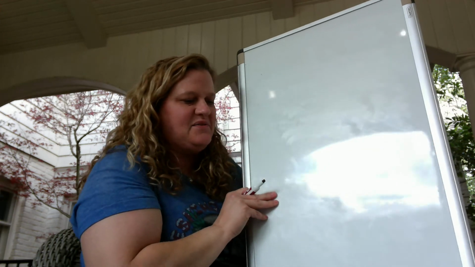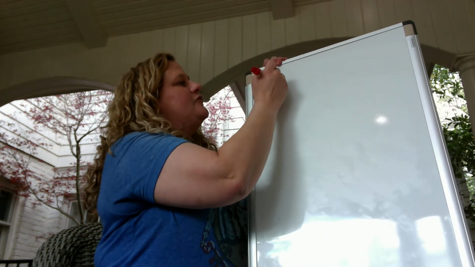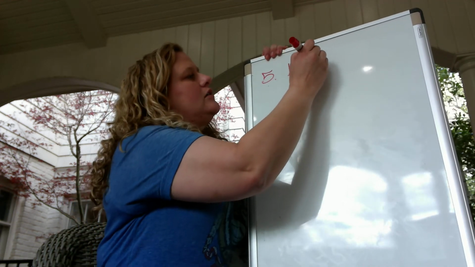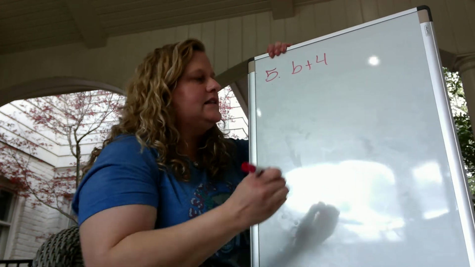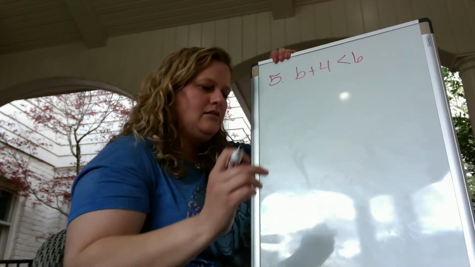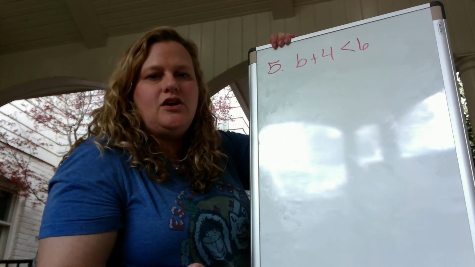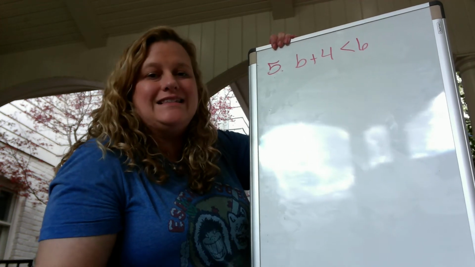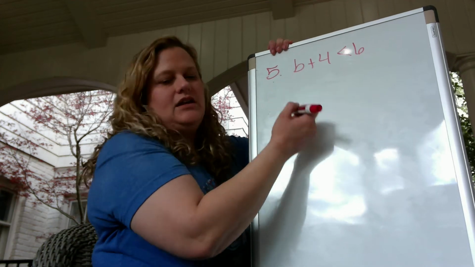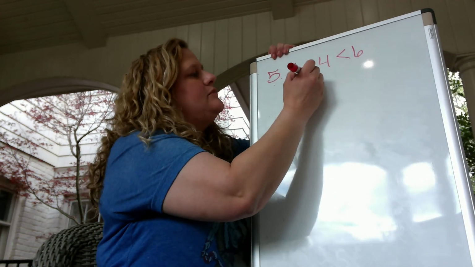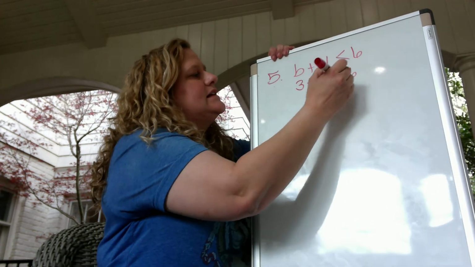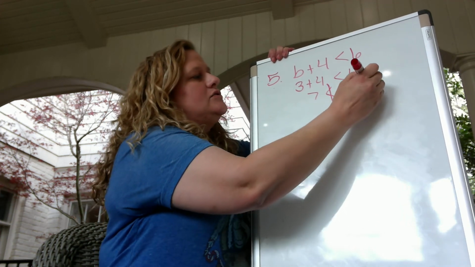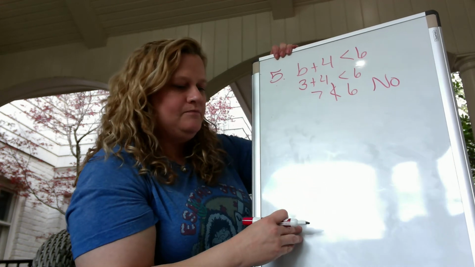All right, so for 5, b plus 4 is less than 6. And it wants to know if 3 is a possible solution for 5, 6, and 7. So if I put 3 in for b, we would have 3 plus 4 is less than 6, and that would be 7 is less than 6. That is not true. So this is no for number 5.